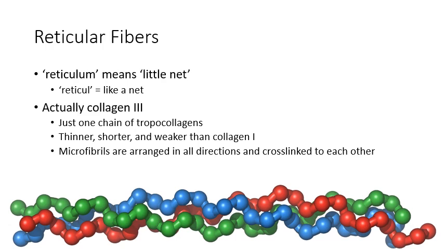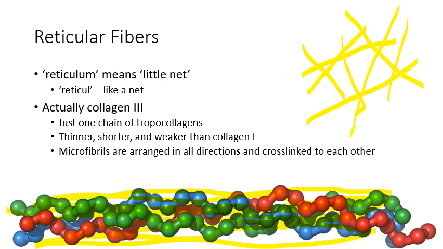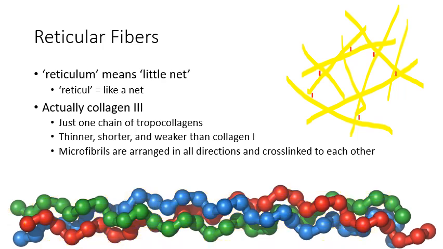But these microfibrils, seen right here, of the collagen 3, those microfibrils are going to be arranged in all directions like a net. They might be arranged kind of like so, and all attached to each other. Wherever they cross, you would have little attachments between them, like little cross links, like so. So they're arranged in a shape that's like a net.